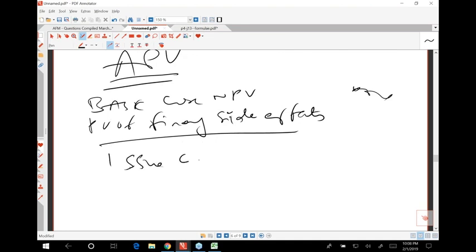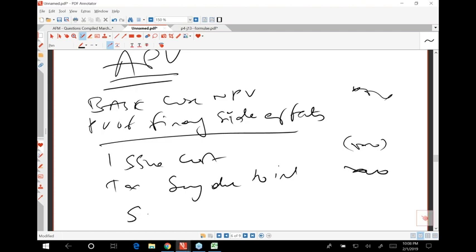It could be issue cost. It could be the tax saving due to interest, subsidized loan, etc. Is it okay to everybody? Is everybody okay with these?